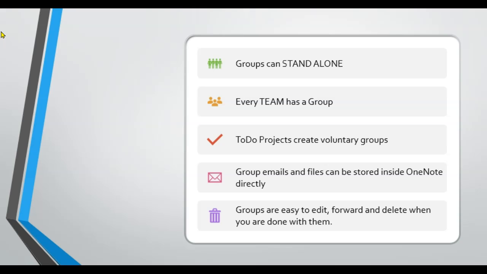Group emails and files that are created can be stored inside of a OneNote directly. You can create the OneNote directly from the group and everything will go in there. Groups are really easy to edit, forward, and delete when you're done with them.